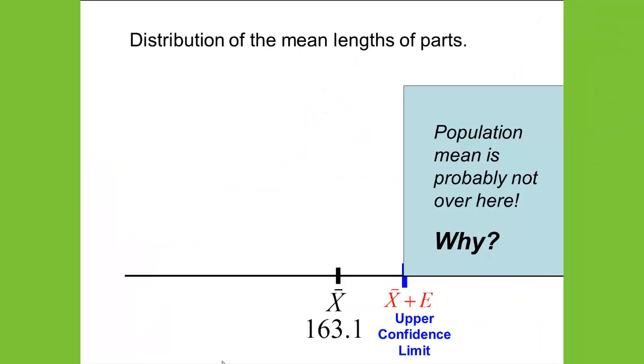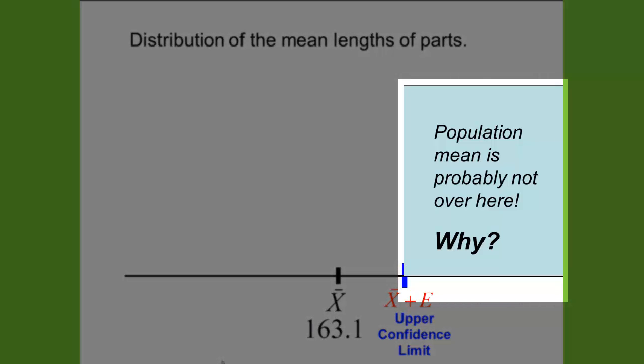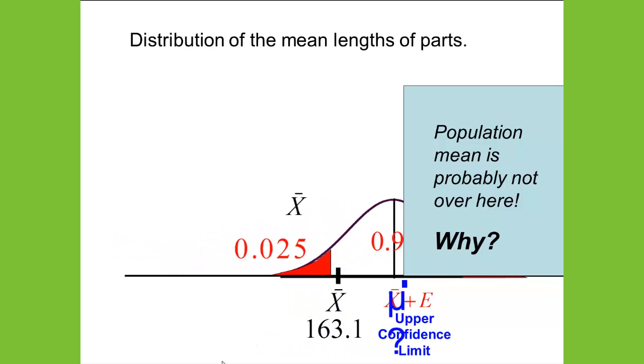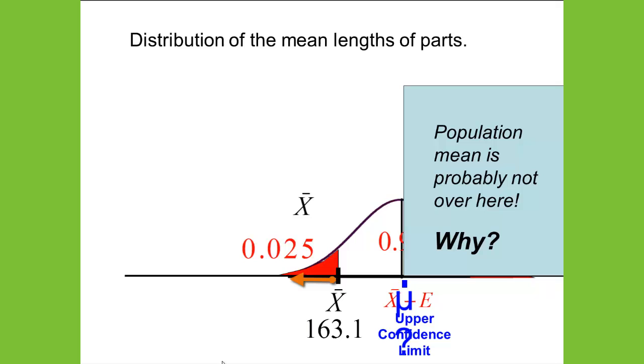So we're talking about our parts, and we've kind of discussed the upper and lower limits. So we have the distribution of the mean length of parts, and we know that the population mean is probably not over here on the right. Why? Because if it's over there, then the x bar is in the lower tail. If it's any further over there, the x bar becomes into the shaded region where it's unusual.